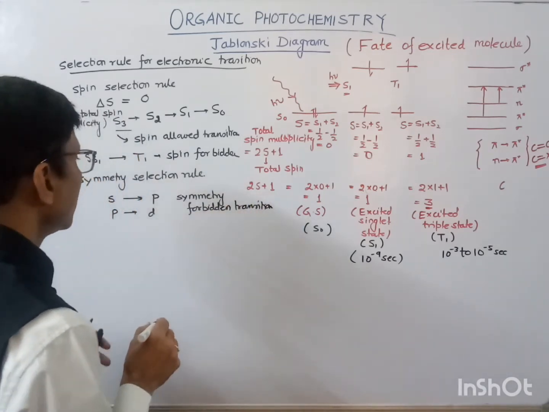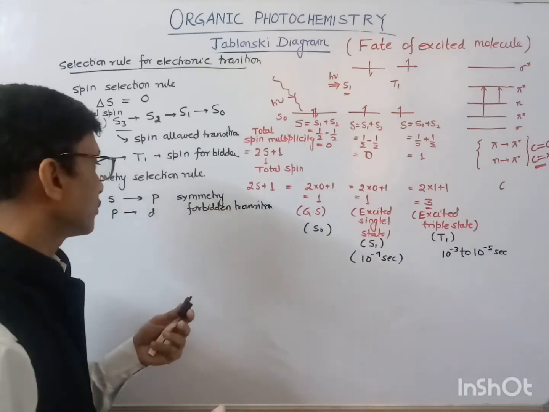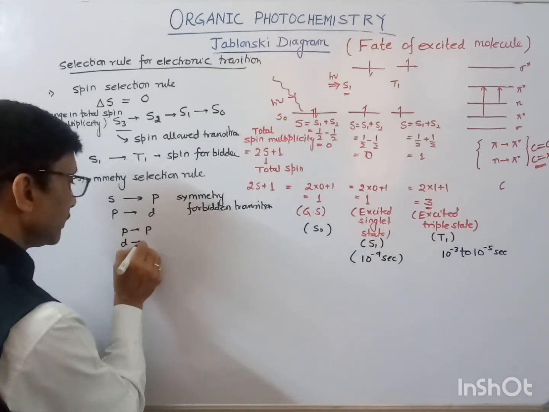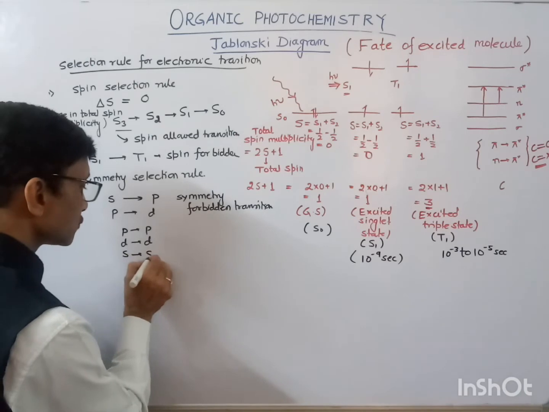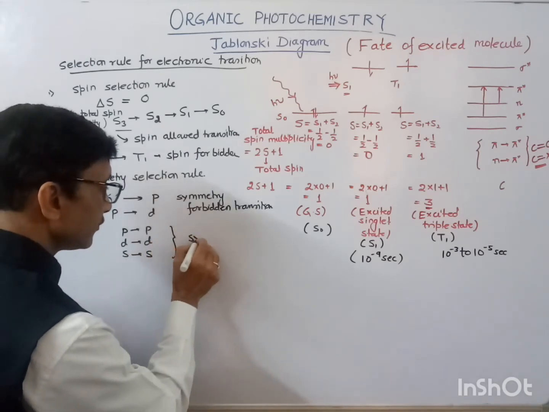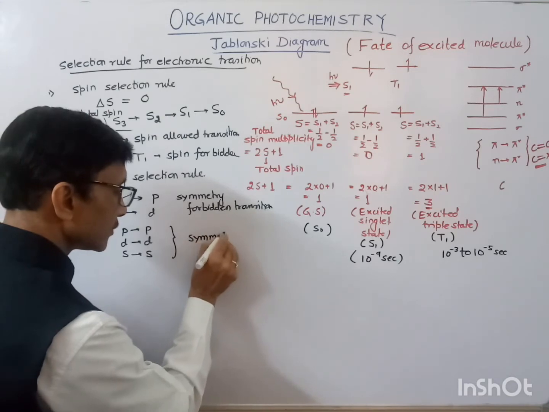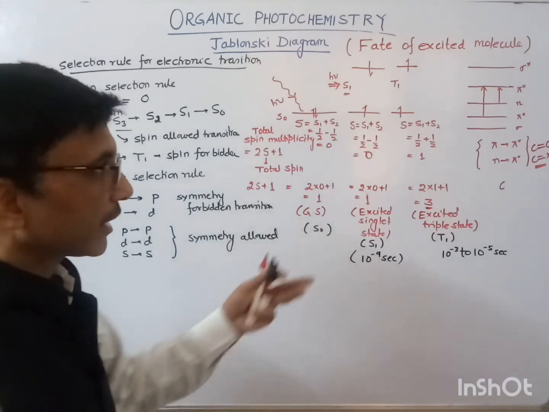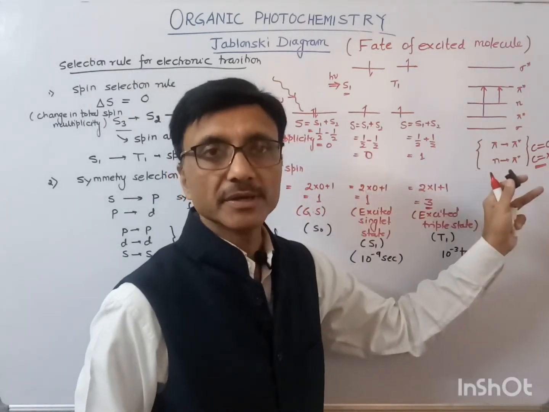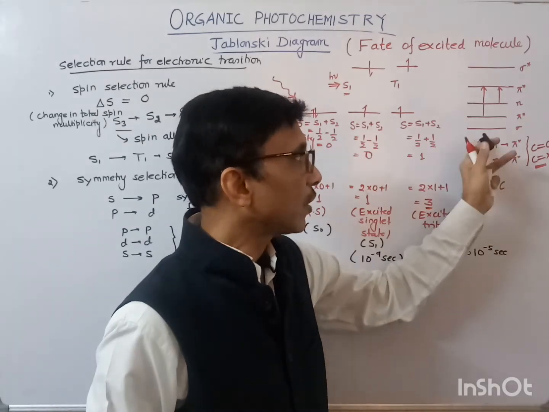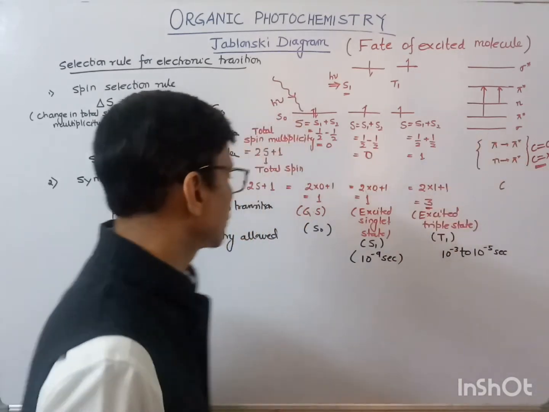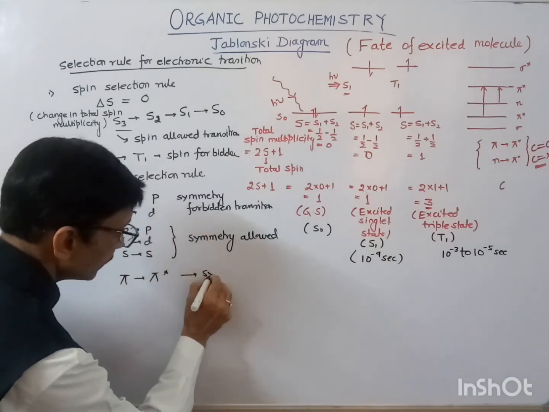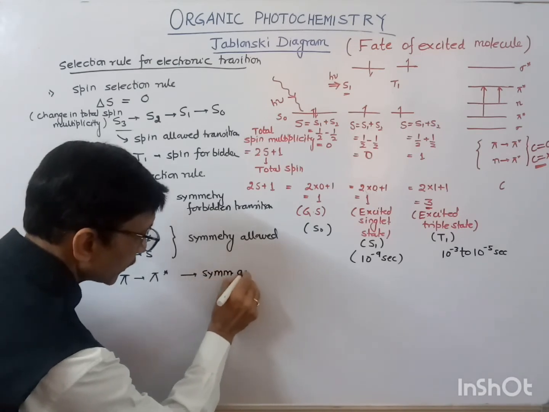Whereas if the transition is S to S, P to P, or D to D, with the same orbital symmetry, such transitions are symmetry allowed transitions. I have told you that there are two main transitions we are going to discuss in photochemistry. Out of these two, the pi to pi star transition is a symmetry allowed transition.